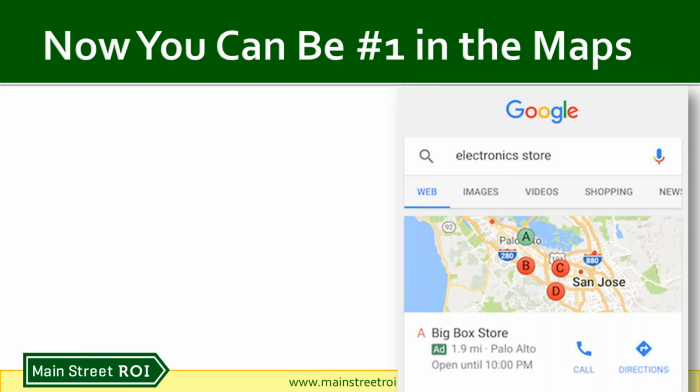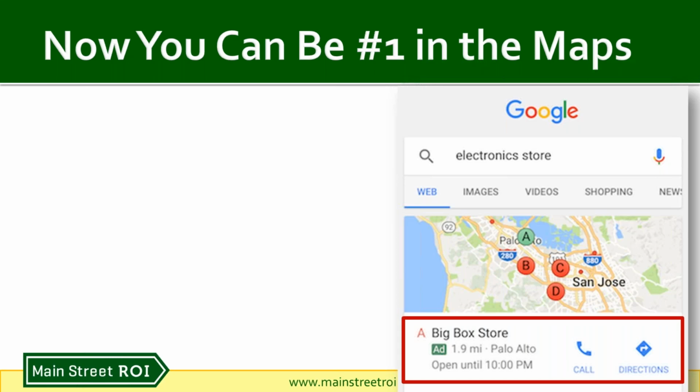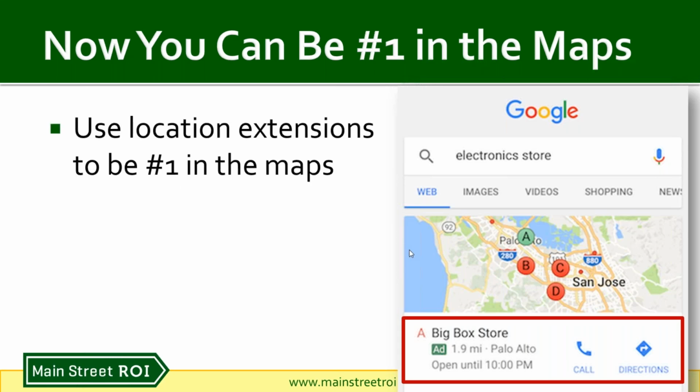And then advertisers using Google Ads can now advertise and get their business to rank #1 in the map results to show up right here on the first page and drive traffic, drive phone calls, and drive foot traffic to actual stores. So the way to do that is you use what's called a location extension. If you set up a location extension, that requires you to link your Google My Business account into Google Ads, and then you're in the running to have your ad show up #1 in the map results.